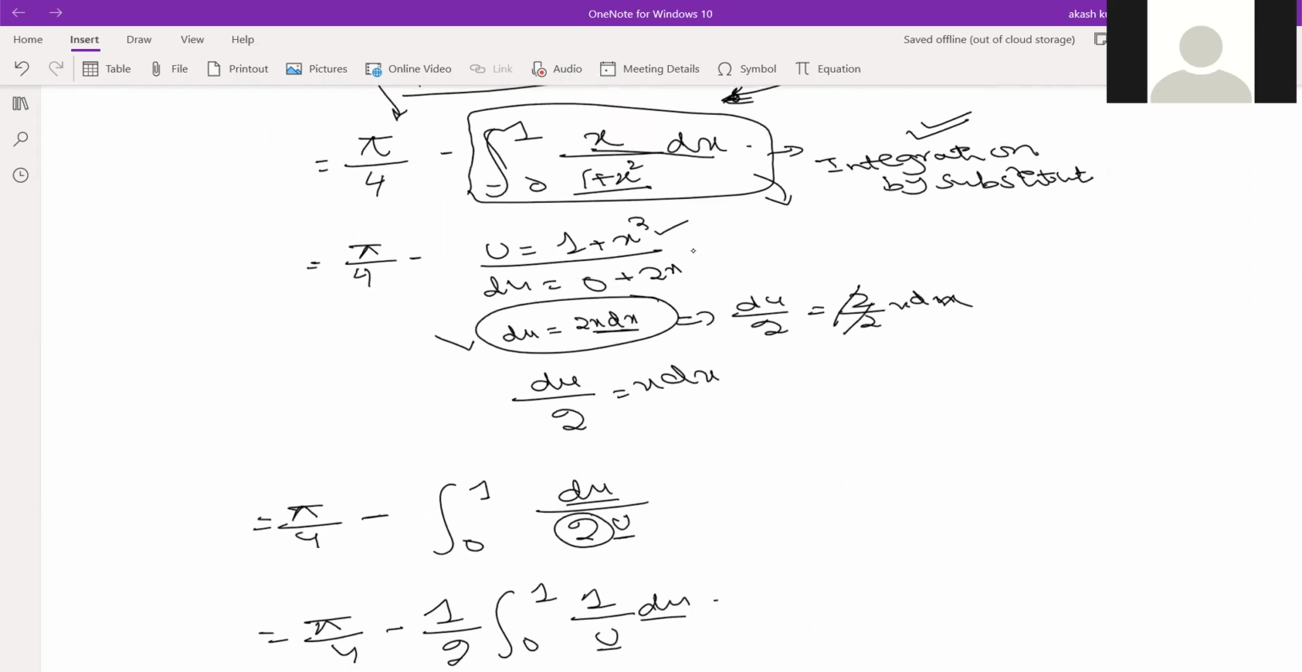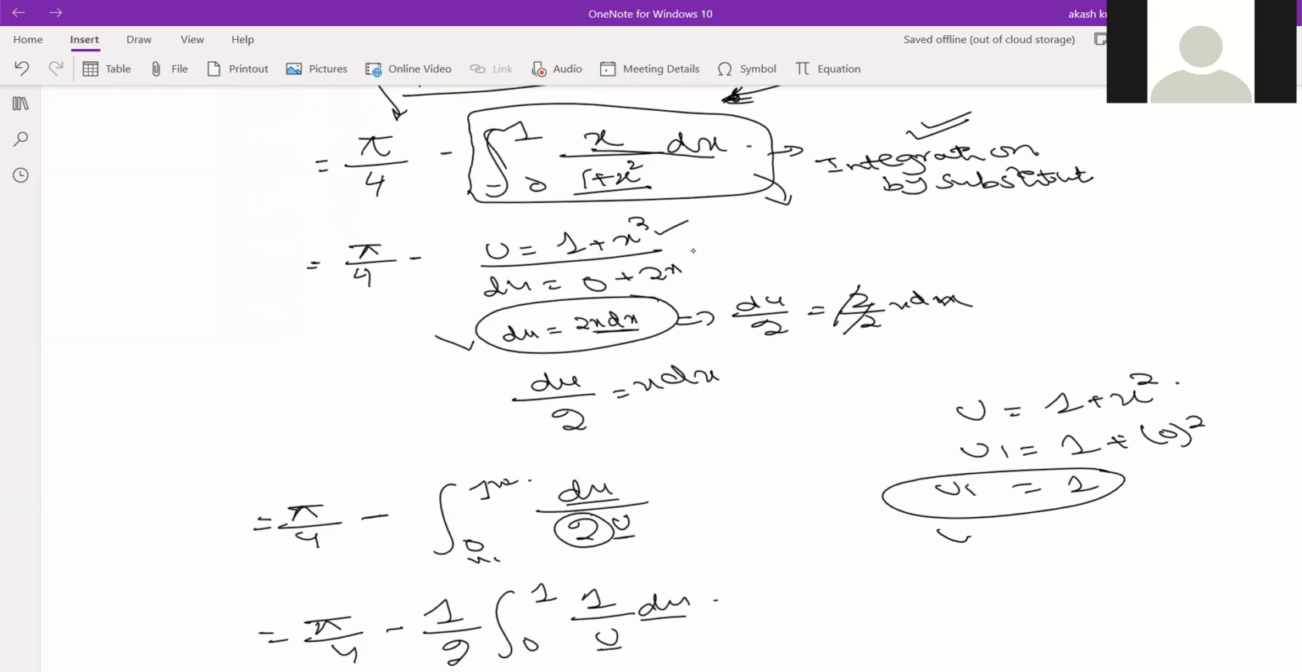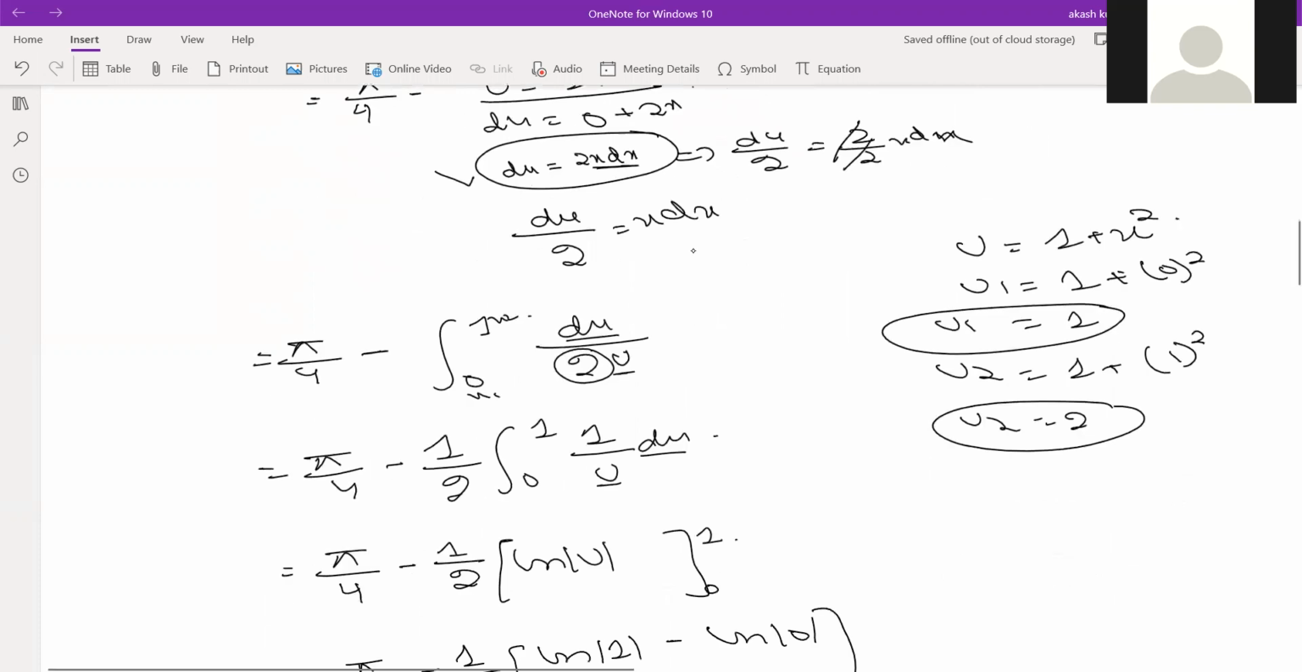When I let u be 1 plus x squared, then my limits, which were for x, I have to change to u limits. So my u1 will become 1 plus 0 squared, which is 1, and my u2 will become 1 plus 1 whole squared, which is 2. My new limits after substitution will be 1 to 2. Is it clear?